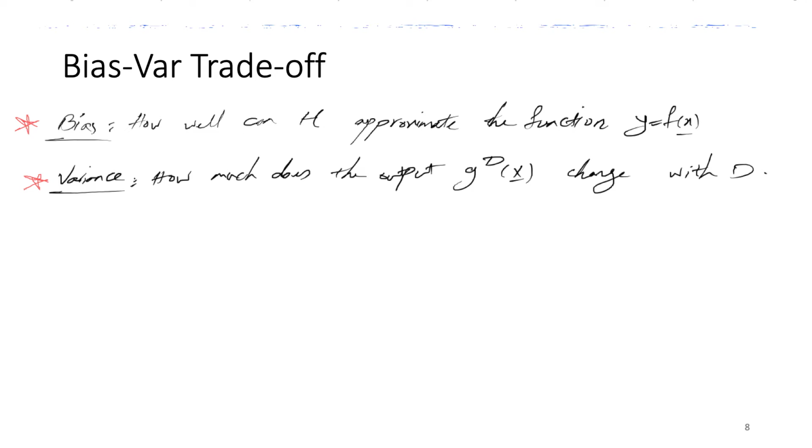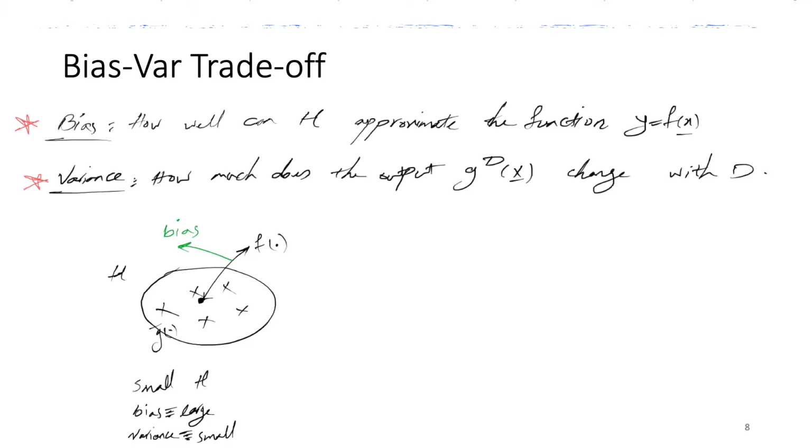So let's talk about an example where your hypothesis set is small, right? You have some points shown here by crosses. You have a small hypothesis set that obviously cannot approximate your f(x) well. So suppose your f(x) was here.